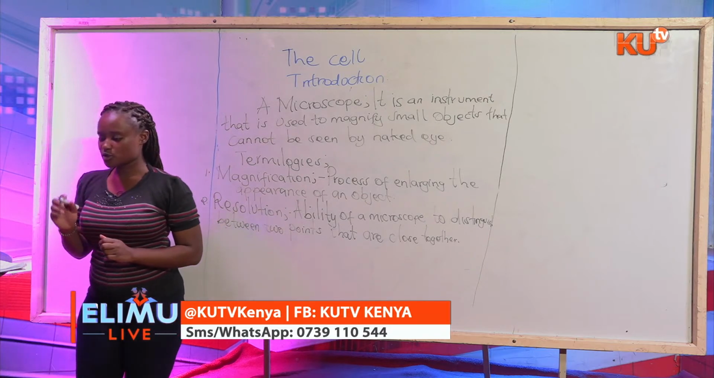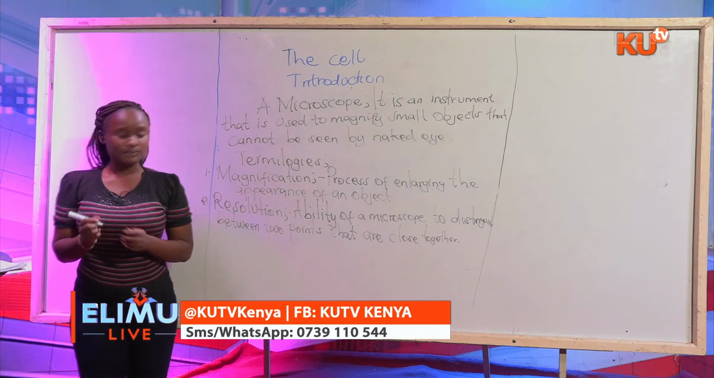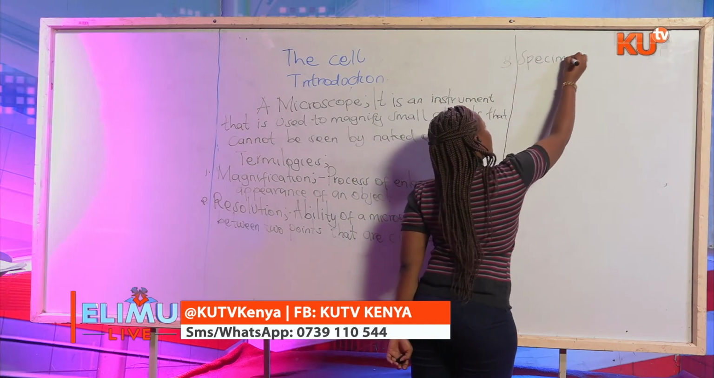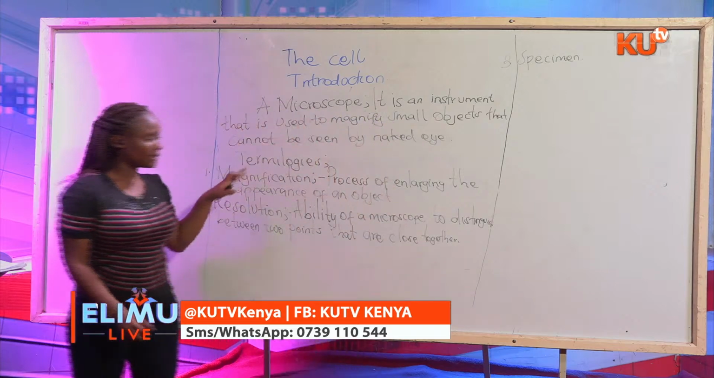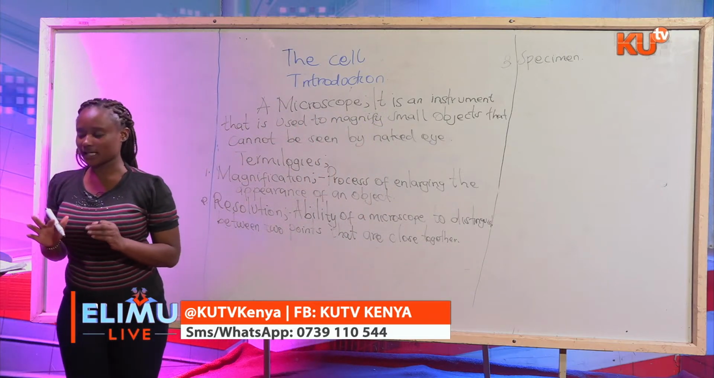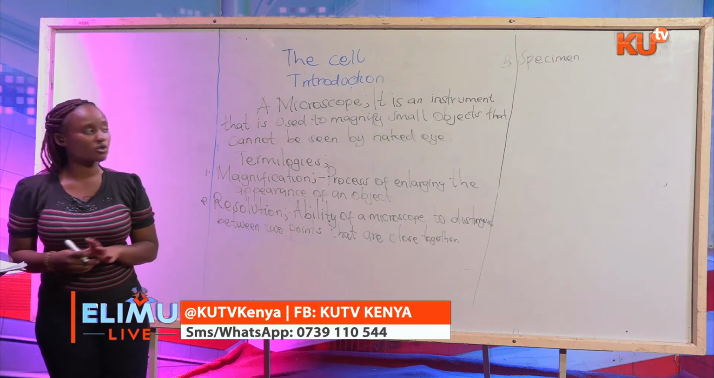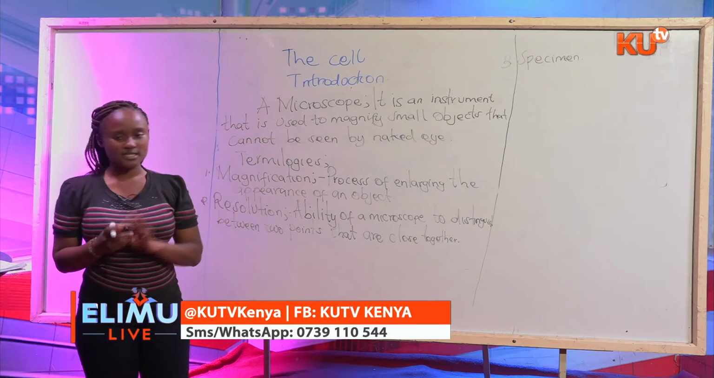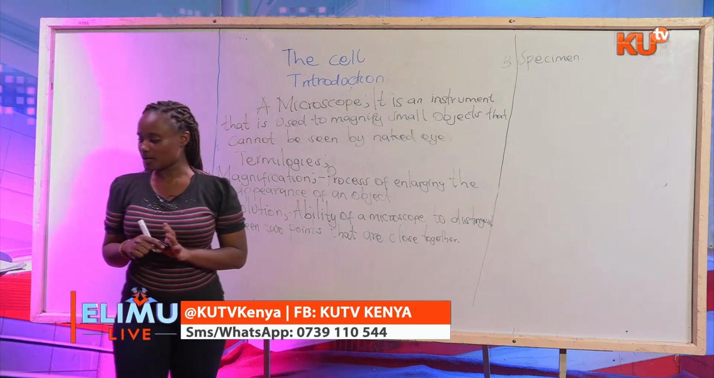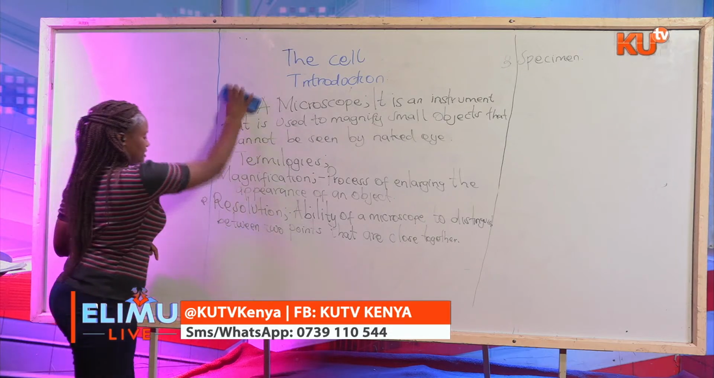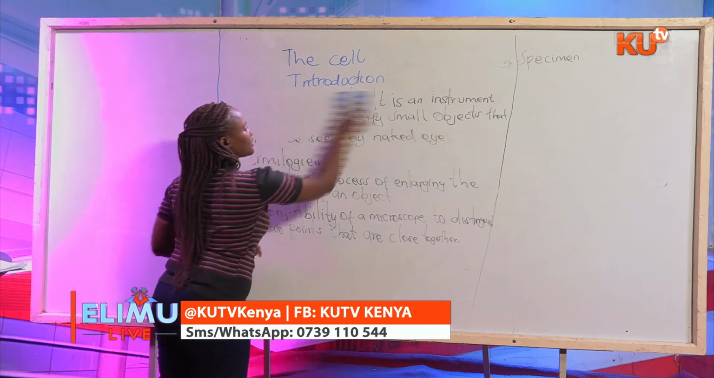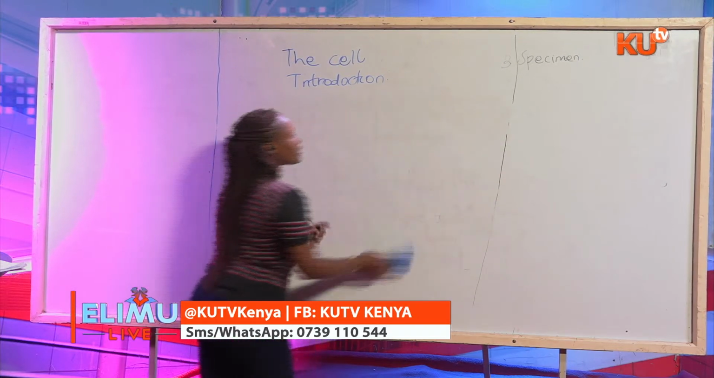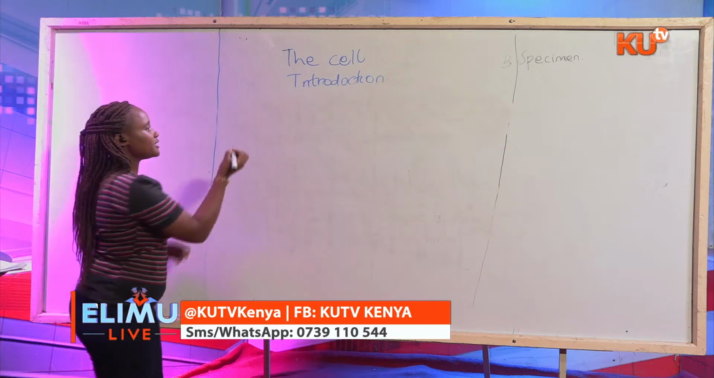And now we go to the third one, that is specimen. That is our third terminology. What is a specimen? A sample being observed and placed on a microscope slide. So a specimen is just a sample being observed and it is placed on a microscope slide.